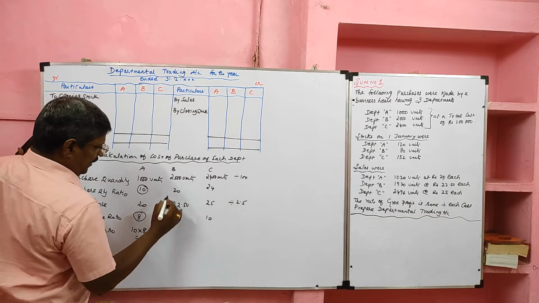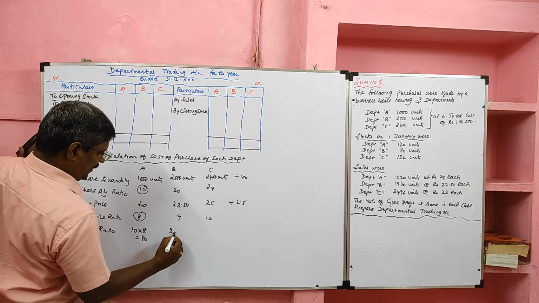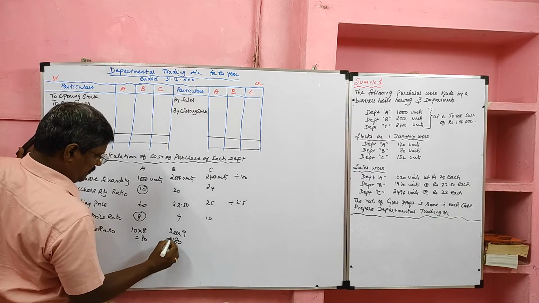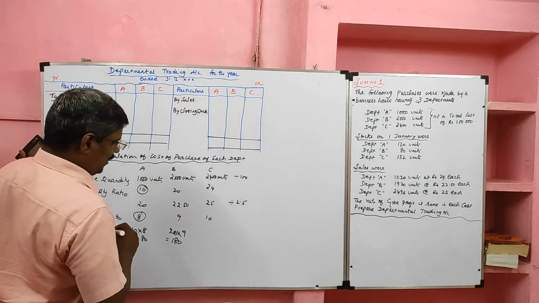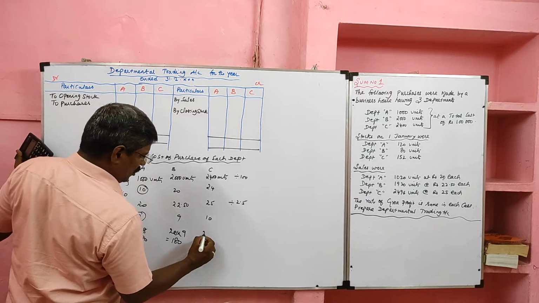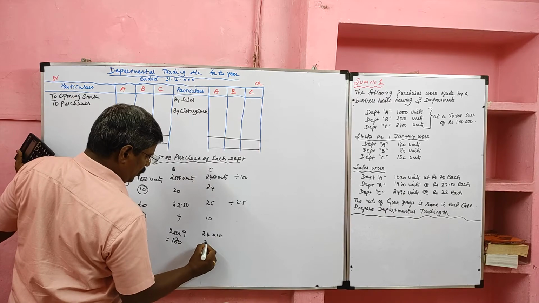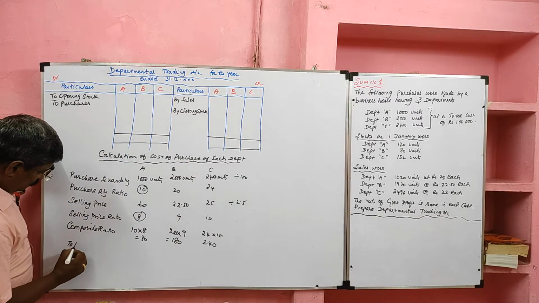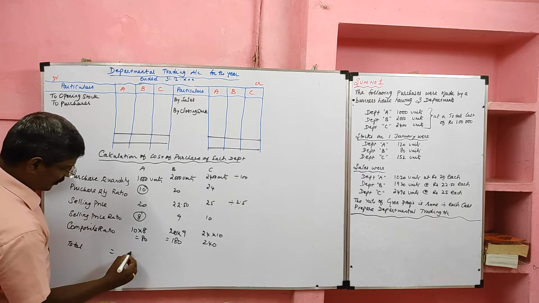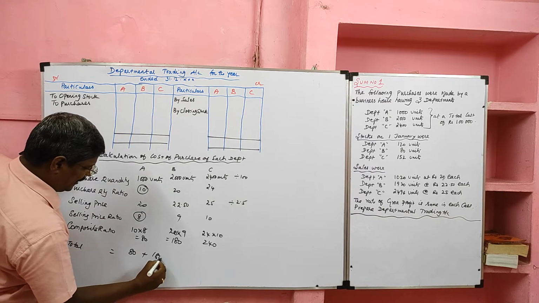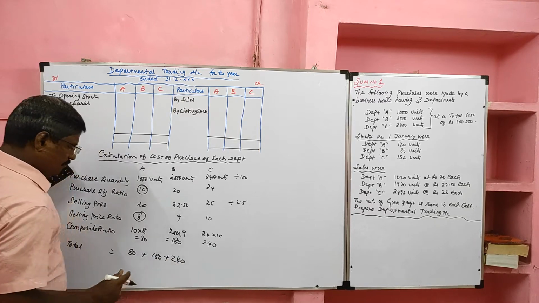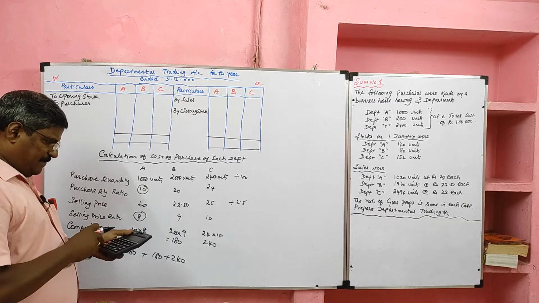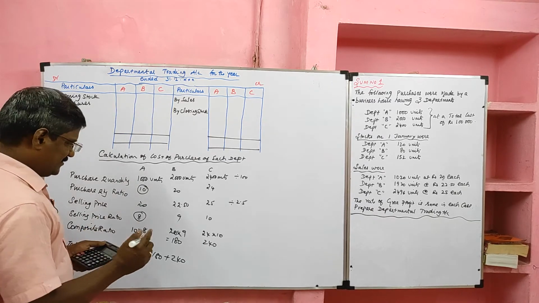Then for B, the purchase quantity ratio 20, selling price ratio 9. So our composite ratio for B is 180. Then for C, 24 into 10, 240. Then find the total of composite ratio: 80 plus 180 plus 240. We'll get 500.